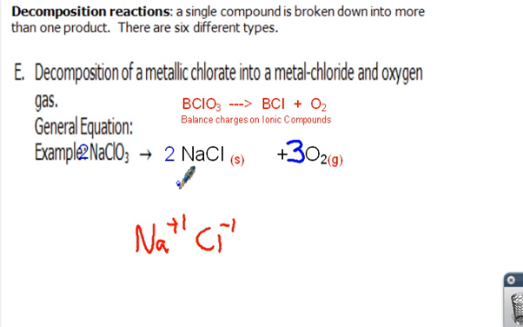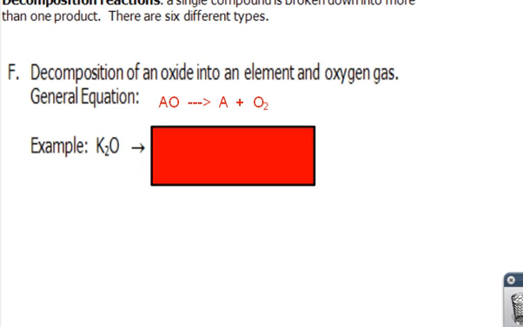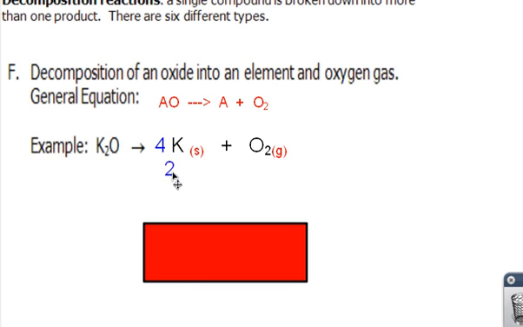And the last example is just a simple decomposition involving oxygen. Take a metal oxide, break it apart into the metal and into oxygen. And just make sure you balance it afterwards. Remember, oxygen is one of those diatomics. That's kind of what makes this one a little bit difficult, but not too bad. Questions?